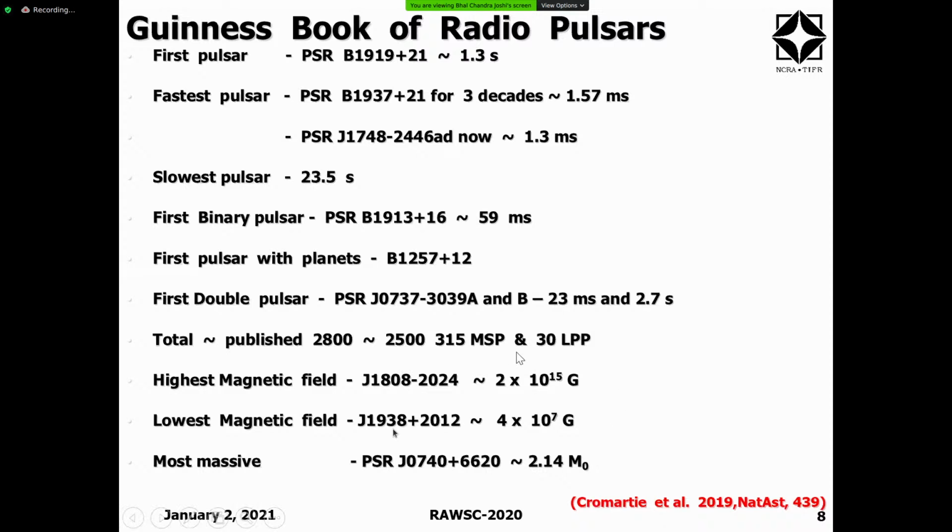The majority of them are long period pulsars, of the order of a second, but about 300 odd pulsars have millisecond periods, which are very important. These are known as millisecond pulsars. The magnetic fields, as I said, range from 10 to the power 7 to 10 to the power 15 Gauss. So very large magnetic fields and so on. The most massive pulsar discovered so far is pulsar 0740 plus 6620, with about 2.1 times the mass of the sun.